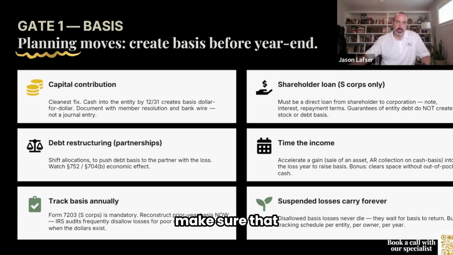But again, you want to make sure that it's a true bona fide debt. You've got a debt document and instrument in place, and that you've truly got interest and all that, and it's truly treated as a loan. And again, I'll highlight that just a guarantee of entity debt for an S corporation does not give you an increase in basis.